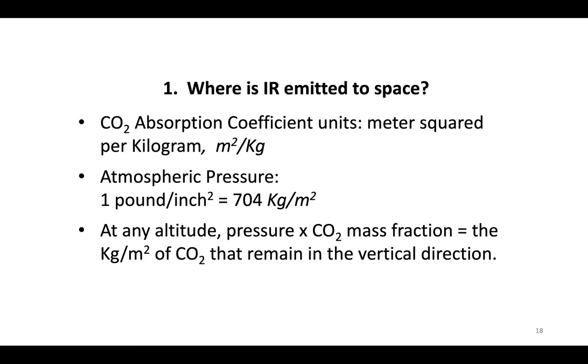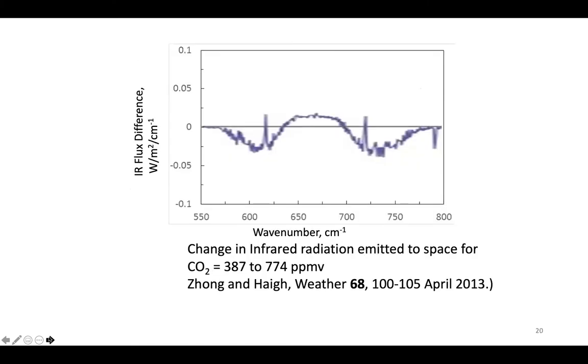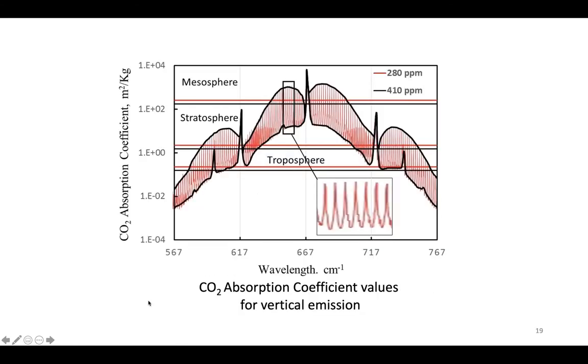Now, to consider that insight, I've expanded the absorption coefficient spectrum that was shown in the paper by Zong and Haig to get this figure here. Now we only show the spectrum over the range where carbon dioxide absorbs. And you can see that it's comprised of a large number of sharp peaks followed by wider valleys between the peaks, as shown by the inset there.